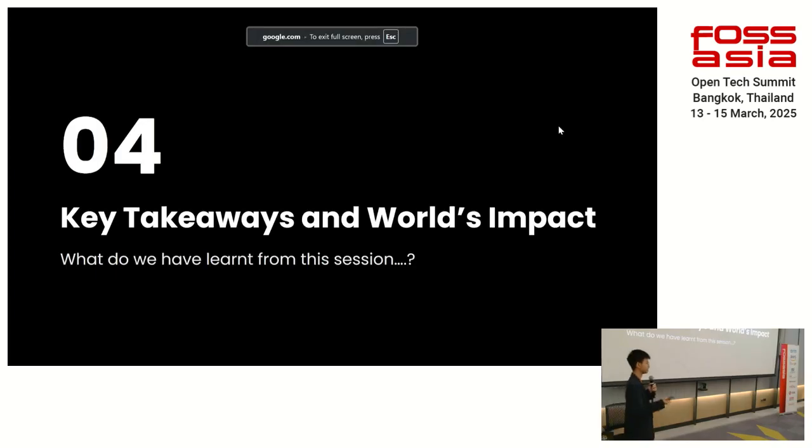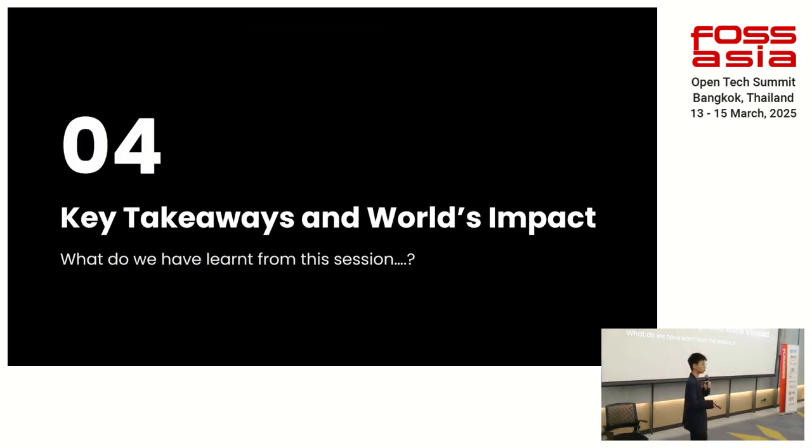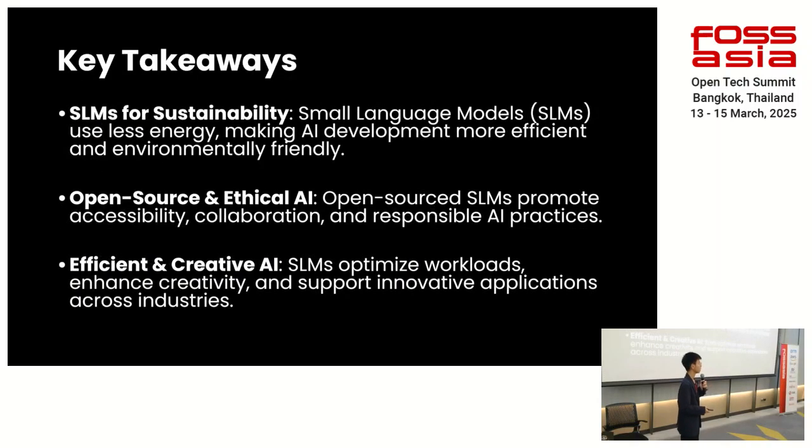Yeah, there are some key takeaways and also world impacts. So what do we learn from this session so far? We can see that small language models could bring sustainability, using less energy and being more friendly. Also it's open source and ethical AI because it brings responsible AI practice and promotes accessibility and collaboration. And the last one is efficient and creative AI, so you can optimize the workload and also enhance creativity, and support innovative applications across industries.